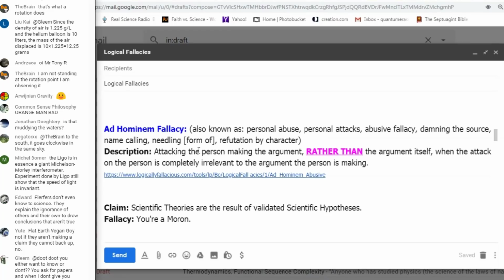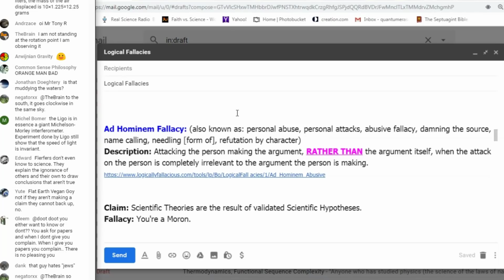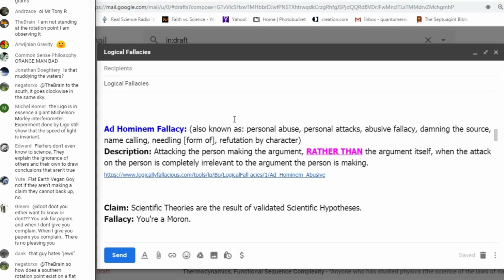I get charged with it all the time, obviously. So do you. But it's actually not an ad hominem fallacy. In fact, it's a fallacy on their part. You know what it is? An ipse dixit, baseless, bare assertion fallacy, folks. But that's pretty funny. I like the irony.